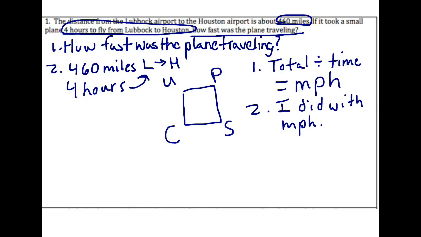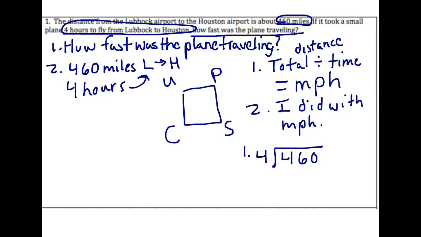Now for the solve part. We're going to follow the plan. So I said total divided by time. I might even want to add up here total distance divided by time. So I'm going to go ahead and put number 1. What was my total distance? Well, if I look around, my total distance from Lubbock to Houston was 460 miles. And then I know that I'm going to divide that total distance by my total time, which was 4 hours.